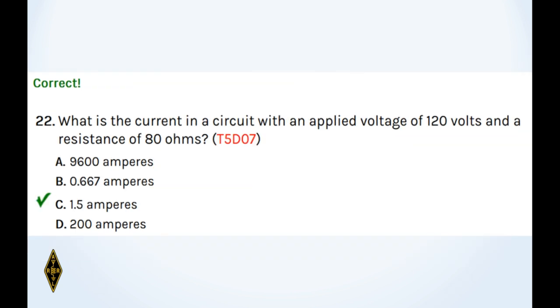And what is the current in a circuit with an applied voltage? Okay, so now here we're doing Ohm's law, E = I R, applied voltage of 120 volts and a resistance of 80 ohms. So we're trying to find the current. We cover up the I, and then you're left with E over R, or 120 volts divided by 80 ohms, 1.5 amps.